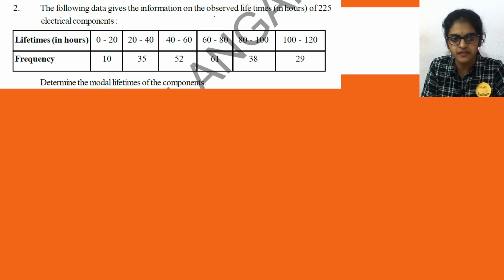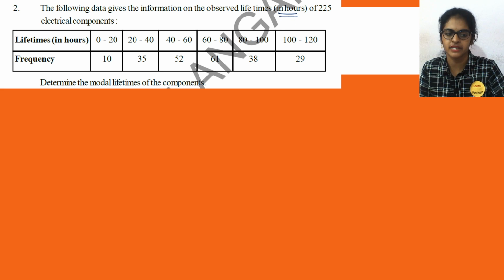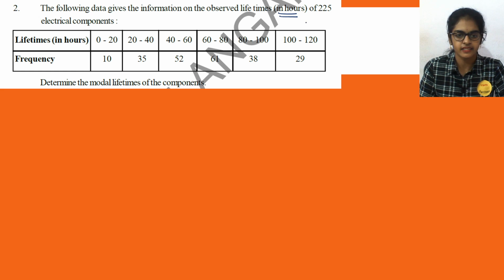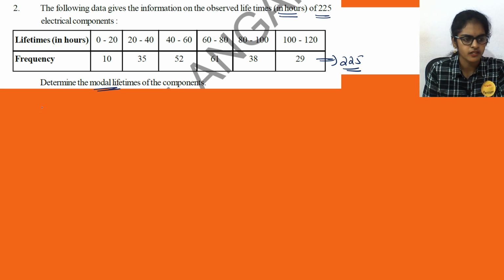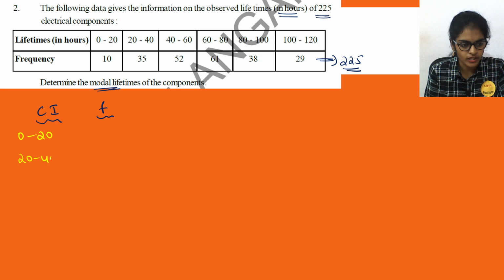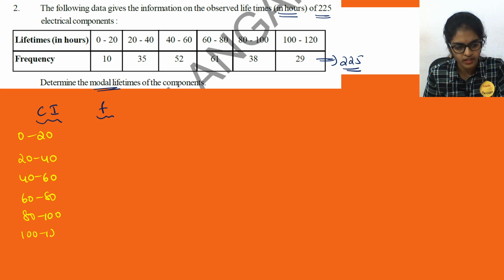The following data gives the information on the observed lifetime in hours. So this is the observed lifetime in hours which we are taking, of 225 electrical components, which means the sum of all these frequencies is 225, and we have to calculate the modal lifetime. So very simple, again you will just take the class interval and frequency. For mode, as I told you, you will not modify the table, take it as it is. So 0 to 20, 20 to 40, it's continuous. 40 to 60, 60 to 80, 80 to 100, and 100 to 120.